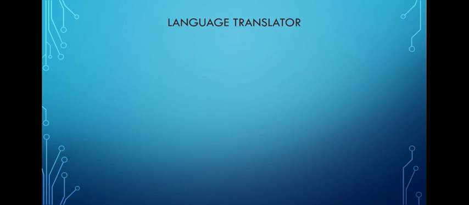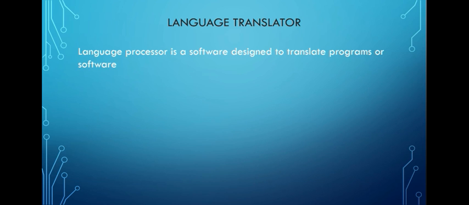Language translator. Language processor or translator is a software designed to translate programs or software written in other computer languages to machine language. As all of you know that computer understands only binary language, or it is also called machine language. So we need language translators to translate softwares or programs written using other languages so that computer can understand them.